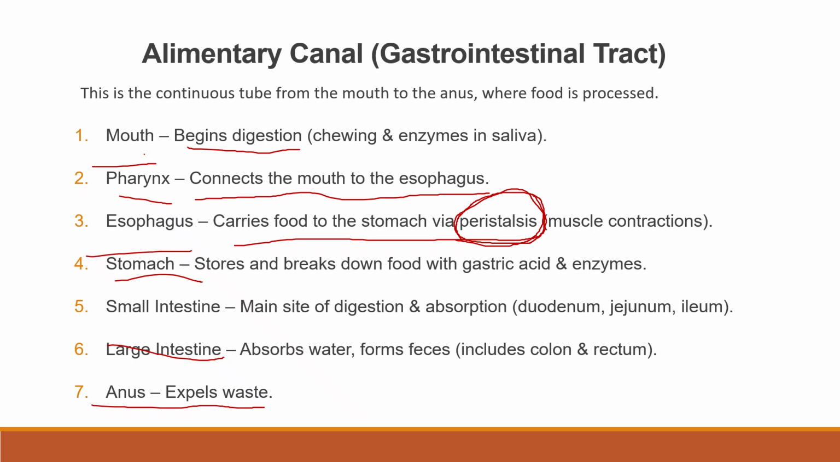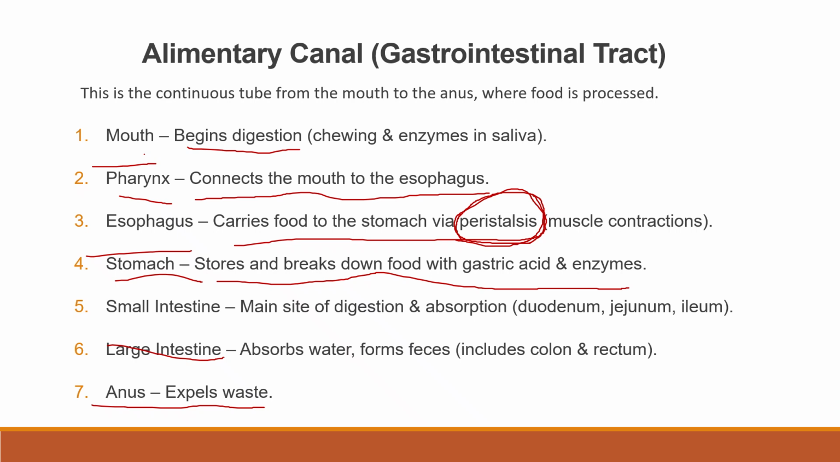In the case of the stomach, it will store the chyme which entered from the esophagus, and there will be gastric acid and enzymes, so it will be mixed, and it even stores the food for a while. Next, the acid-containing food enters into the small intestine, and the small intestine is the main site for digestion and absorption. The parts of the small intestine you can see here are the duodenum, jejunum and ileum.